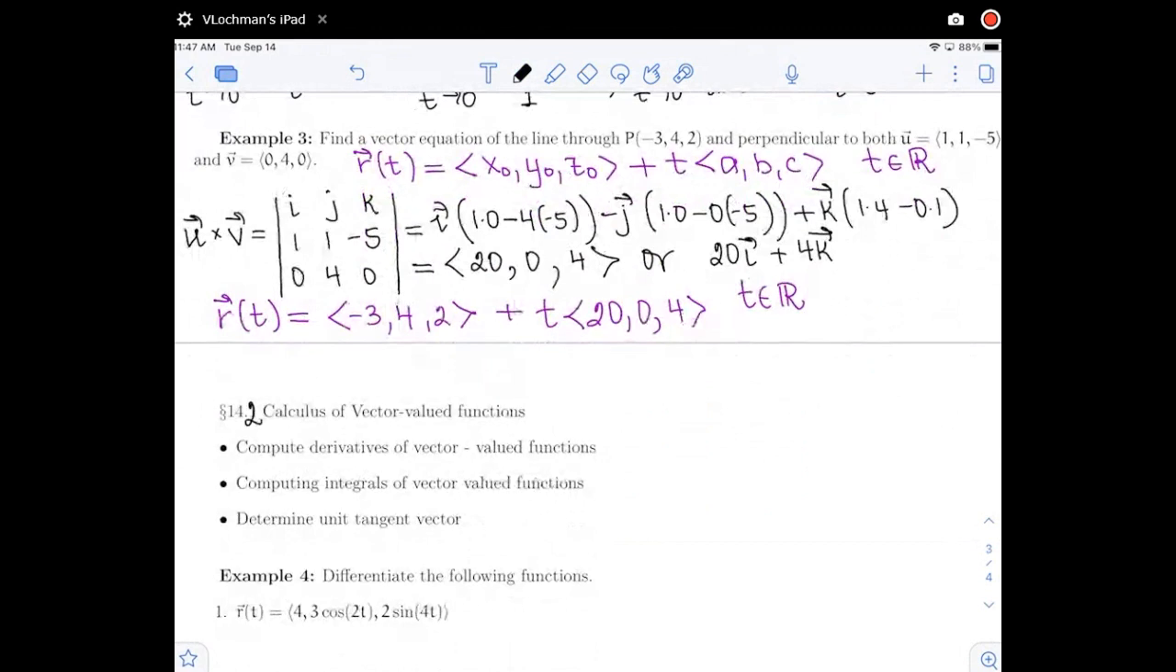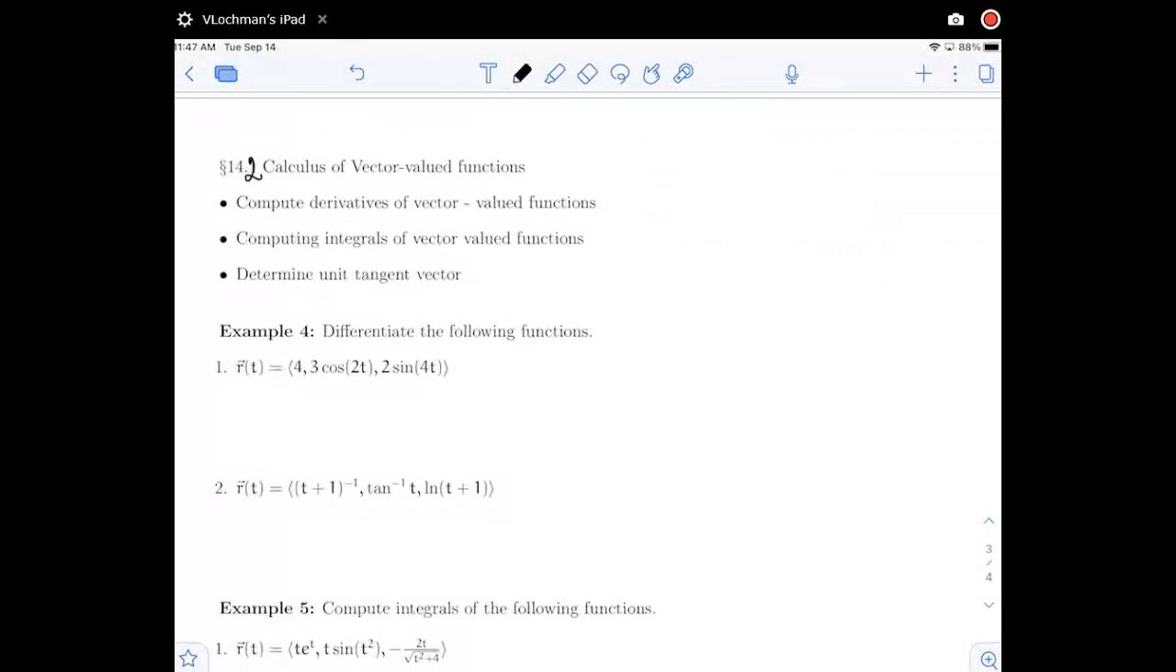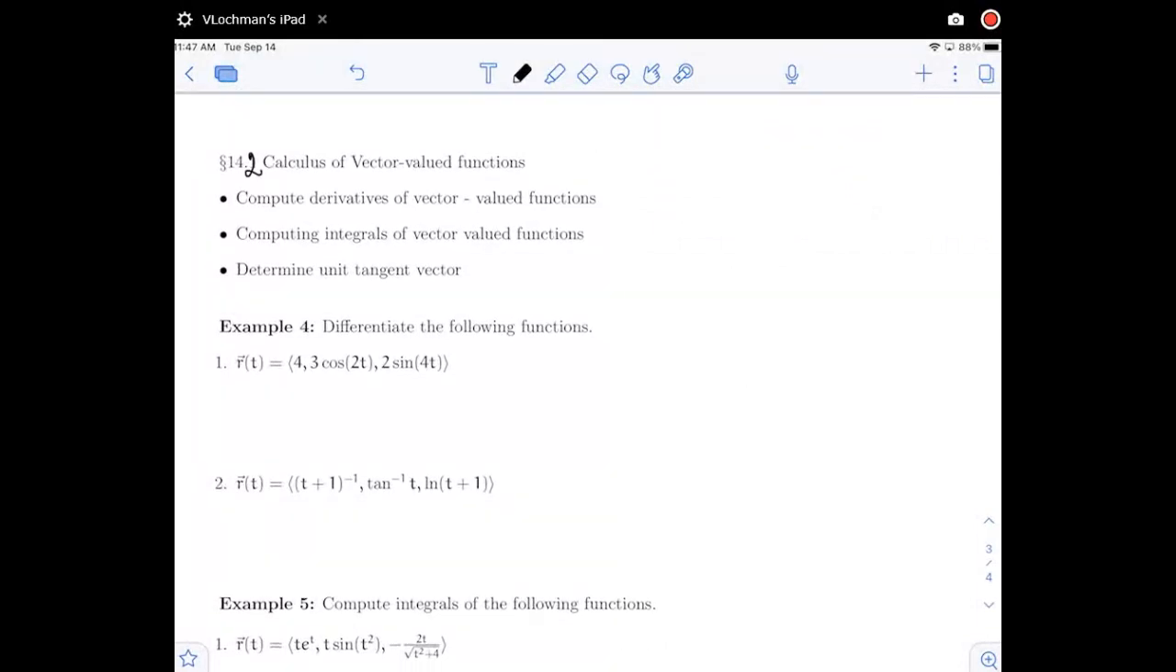This should say 14.2, calculus of vector valued functions. And you will notice that none of this stuff is brand new. You know everything you need to know to just start jumping into the problems. We want to compute derivatives of vector valued functions. That's done by component. If you want to compute the derivative of a vector valued function, just differentiate each component. We want to compute integrals of vector valued functions. That's done, you guessed it, by component.